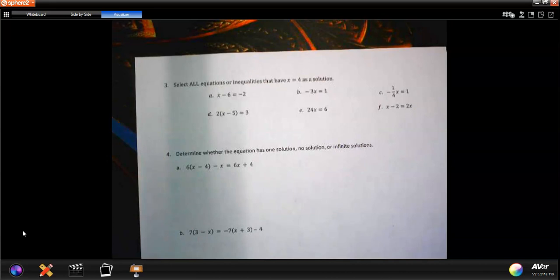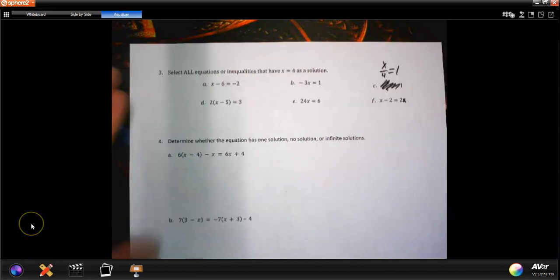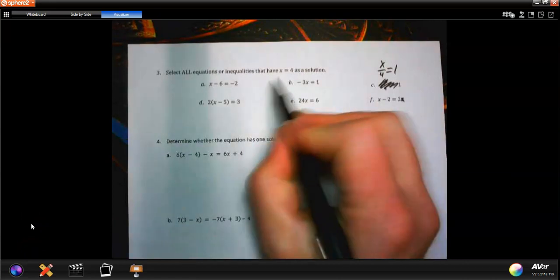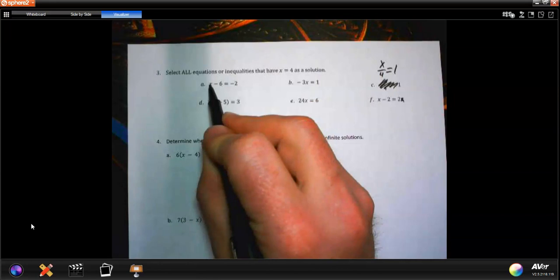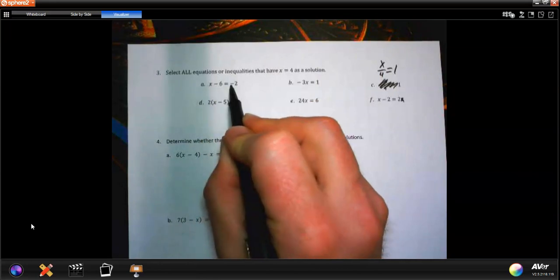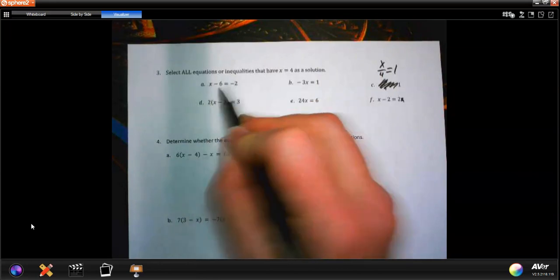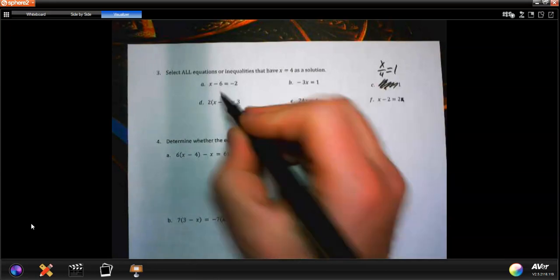All right, select all the equations or inequalities that have the answer x equals 4 as a solution. So we're going to do these problems and see where we end up. If I solve these real quick and get the answer x equals 4, or I could plug it in. I could go 4 minus 6 equals negative 2. That would work. Or you can solve them if you get x equals 4. However you want, I'm going to solve them.